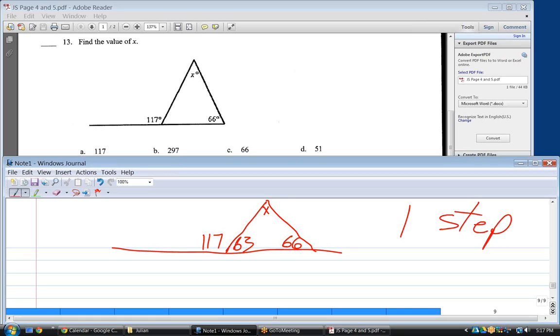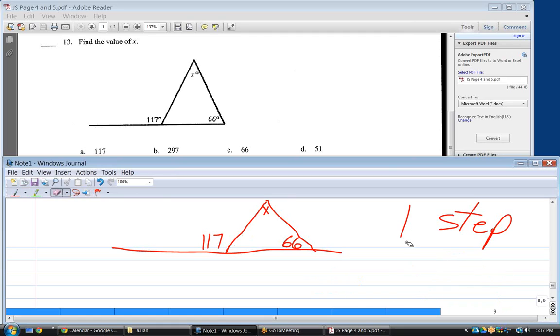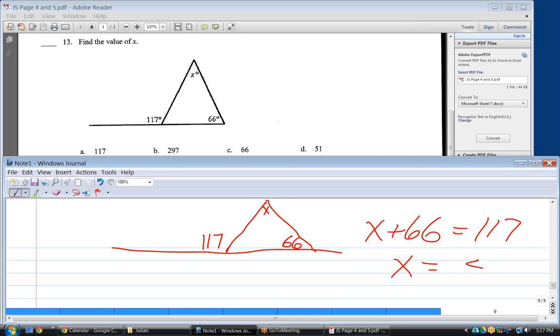Then you add 66 and 63. Okay, that's 129. That's 2 steps. And then 51. Okay, 3 steps. However, I can turn it into a 2-step, maybe even a 1-step problem. I know that x plus 66 equals 117. Immediately subtract 66 from both sides. X equals 51.